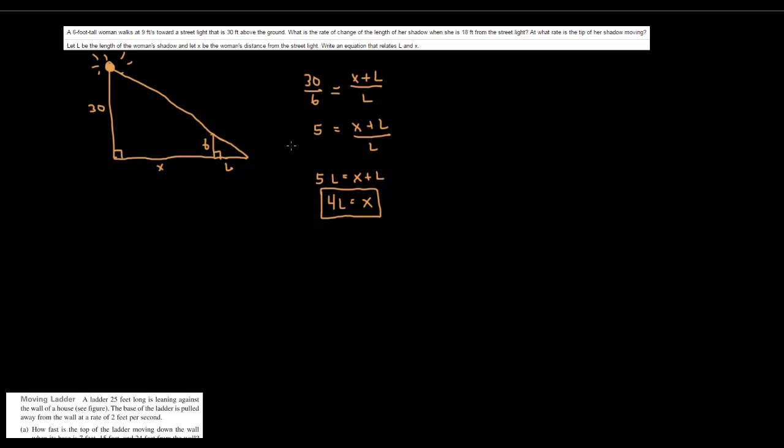Now let's take the derivative of both sides. If we take the derivative of both sides, the derivative of the left-hand side is 4, but we're taking it with respect to t.